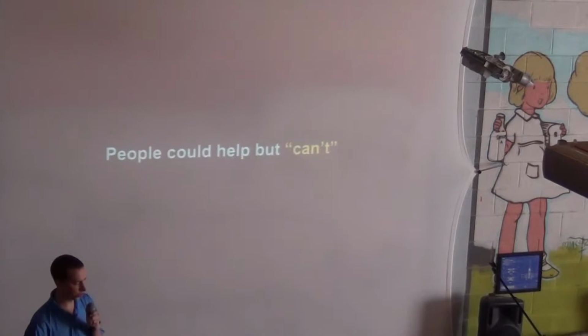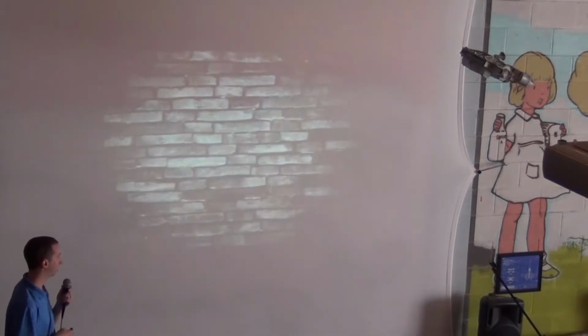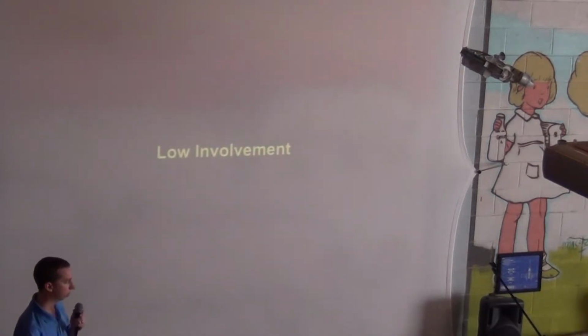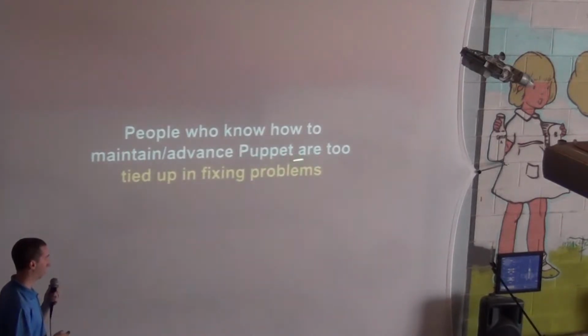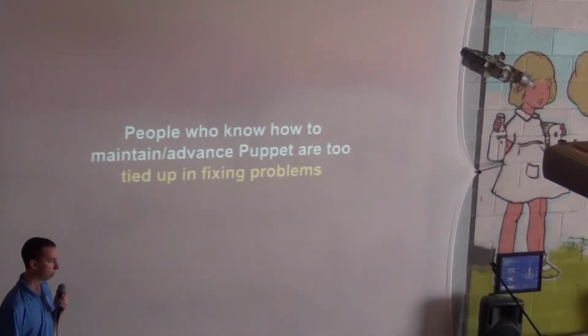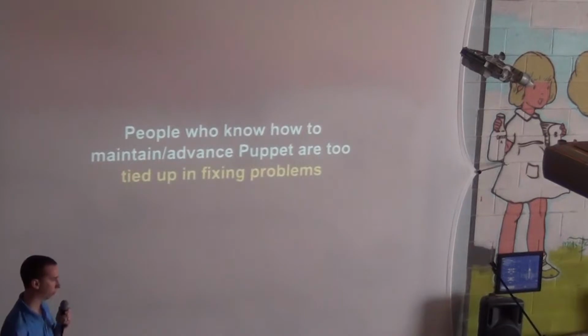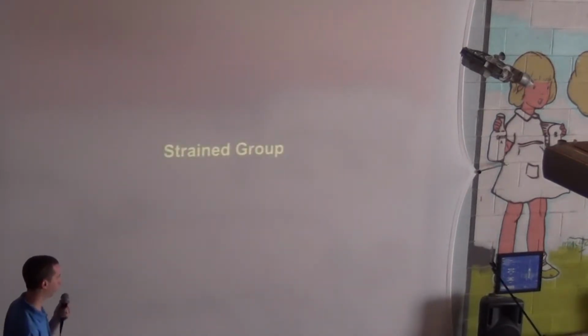So the first aspect of the survey that I want to address is this idea of people who could help but couldn't, being a wall to actually fixing the problems that people were really frustrated by. So there was a low involvement. And the next one is, people who know how to maintain an advanced Puppet are too tied up in fixing problems. So people would come over to our area and ask for help, but we were too tied up with all the support requests to do anything about it, right? Does this start to sound familiar to all your positions? So our teams were tied up in support requests, couldn't make much progress just because of the sheer amount we were getting. So we had a strained group.